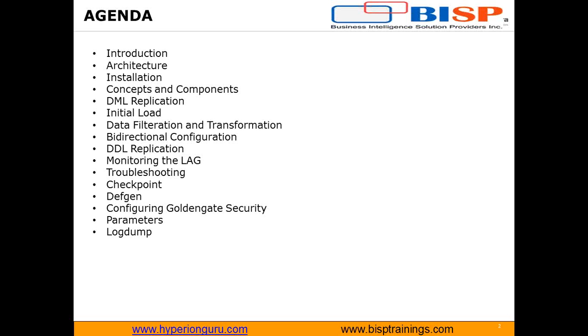Bidirectional configuration. Again, it is active and it is possible to replicate data between source and target on both the environments. So bidirectional configuration we are going to discuss. Then next we are going to discuss DDL replication. Goldengate can also replicate your DDL as well. So we are going to discuss DDL replication as well.